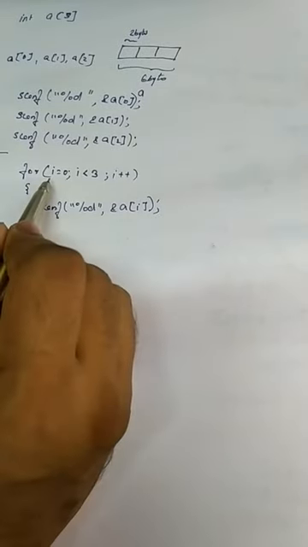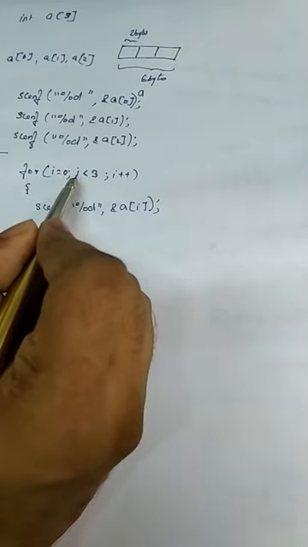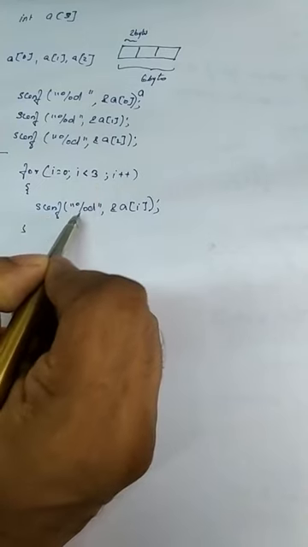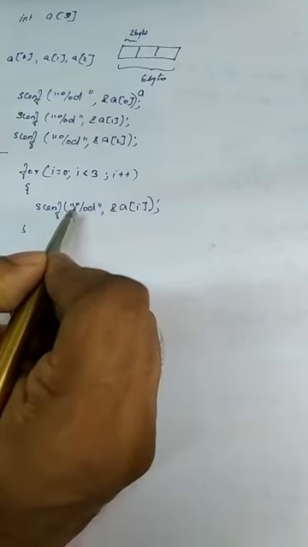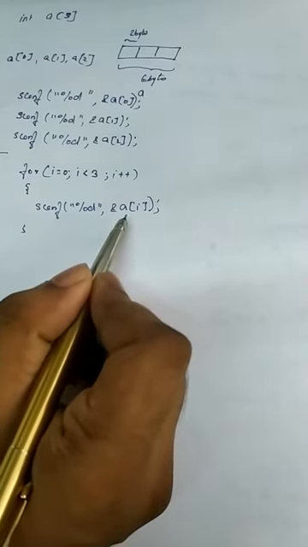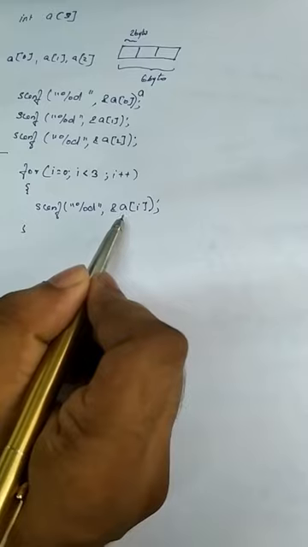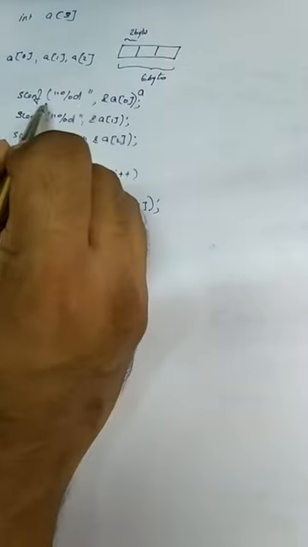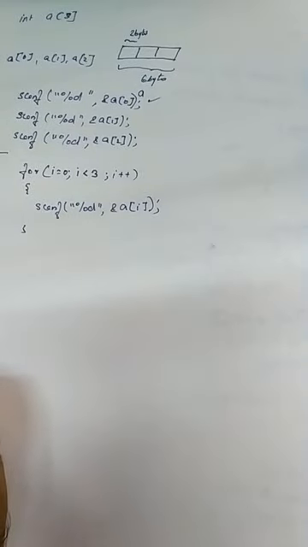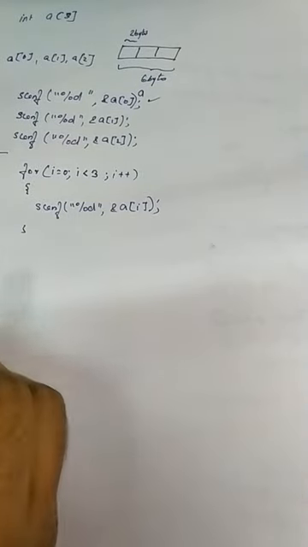So let's see how it works. Initially the value of i is 0 and i less than 3. The value of i is 0, so 0 less than 3, the condition is true, so it will enter the body of the loop. In the body of the loop, it is scanf %d comma address of a of i. The value of a of i is a of 0, so it is similar to scanf %d address of a of 0. Okay, so whatever value the user gives, it will be stored in the first position.